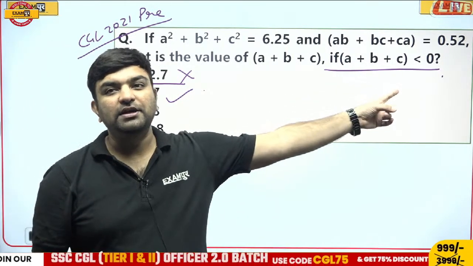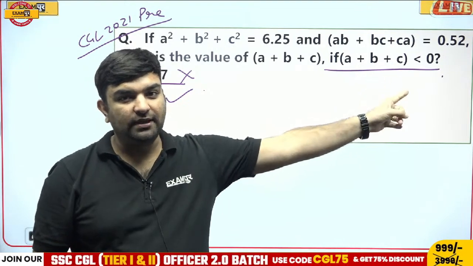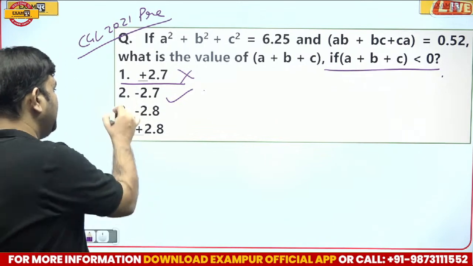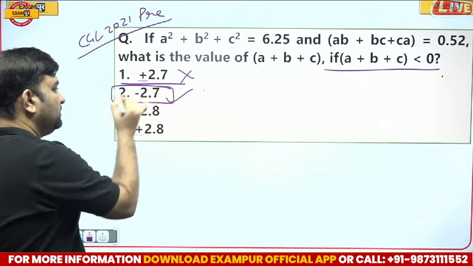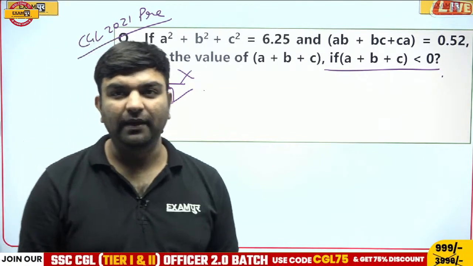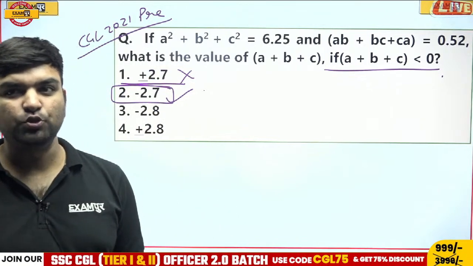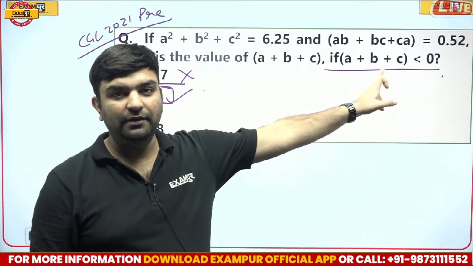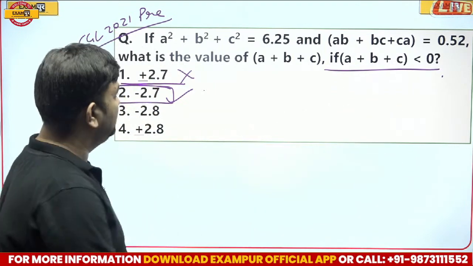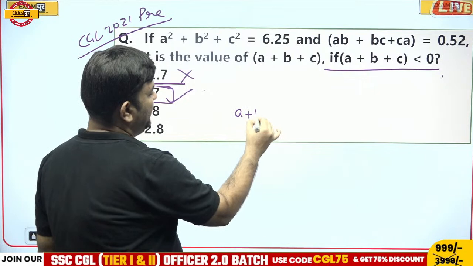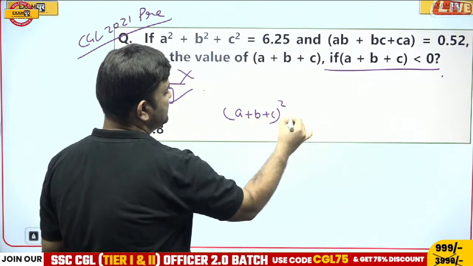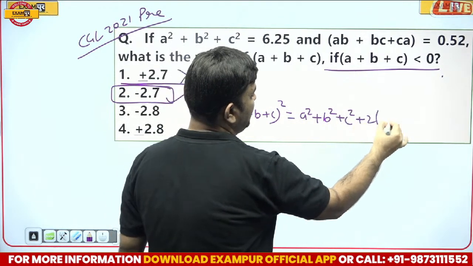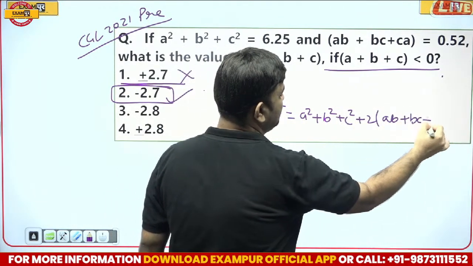It is clearly mentioned over there that a plus b plus c is negative. This is plus minus, this is only minus, so the answer is B. The answer is only B. Why have you given plus minus? Plus 2.7 is not a possibility. It is very clearly mentioned that they are negative. So (a plus b plus c) whole square is a square plus b square plus c square plus 2 times of (ab plus bc plus ca).